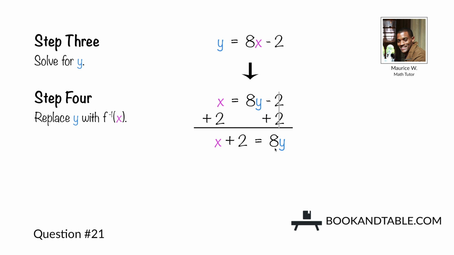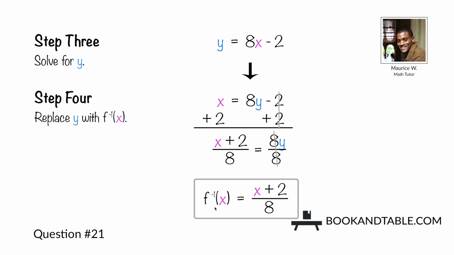And to remove this coefficient of 8, we want to divide both sides by 8, showing us y is equal to x plus 2 over 8. And now that we've solved for y, we now want to replace this y with the inverse of the f function. So we find that the inverse function is equal to x plus 2 divided by 8.